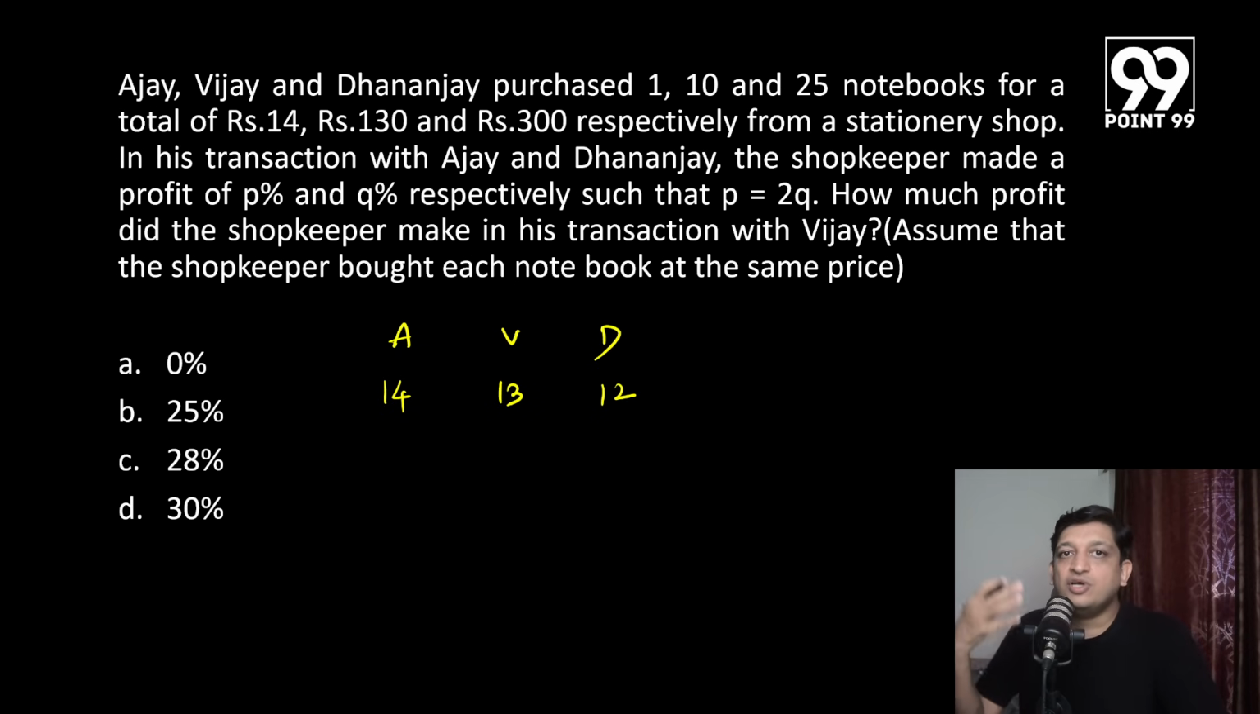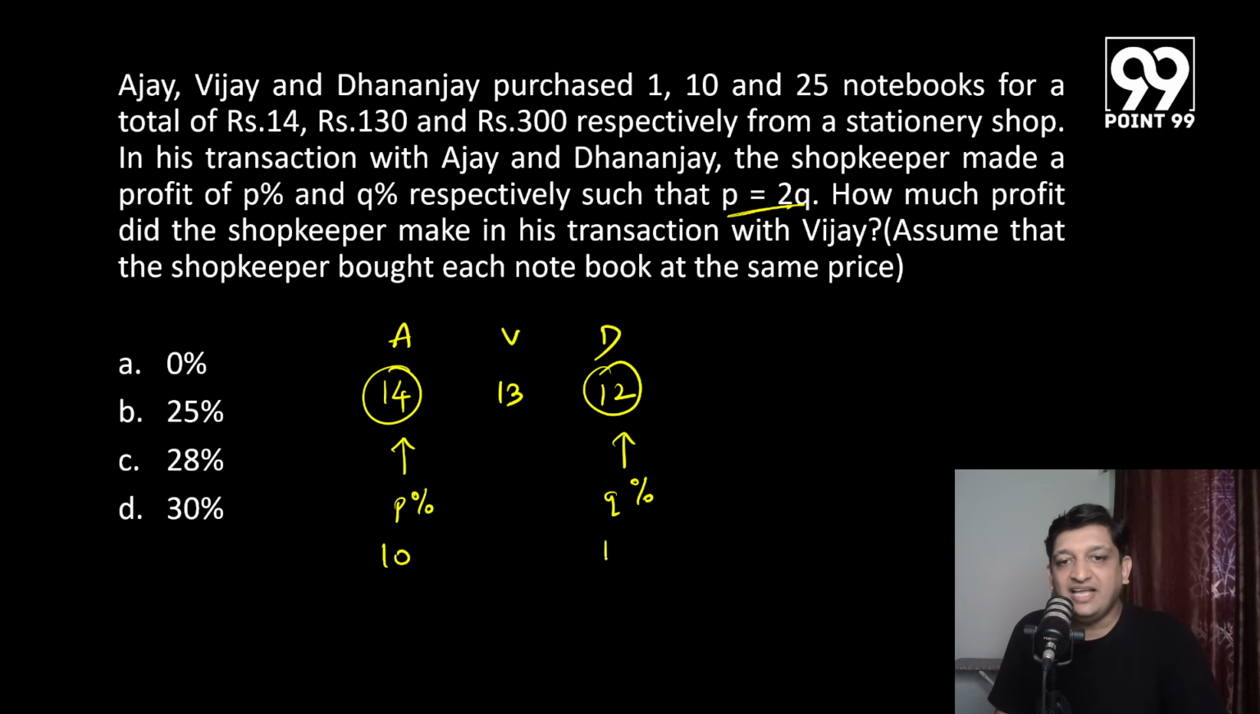Now, of course, because you buy more, you are getting a discounted price. Makes sense. But we also know that in terms of Ajay and Dhananjay, the shopkeeper made a profit of P% here and Q% here, such that P equals twice Q. Now it is very obvious that this is 14, this is 12.